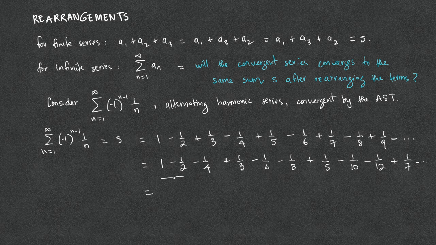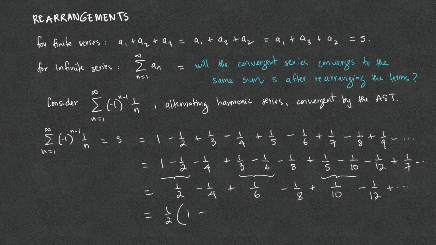We then simplify the two consecutive positive and negative terms to get 1/2 minus 1/4 plus 1/6 minus 1/8 plus 1/10 minus, and so on. And then we factor out 1/2. We end up with 1/2 times the quantity 1 minus 1/2 plus 1/3 minus 1/4 plus 1/5. But the series inside the parentheses is the original series, and if the original series converges to the sum s, then we end up with 1/2 s.